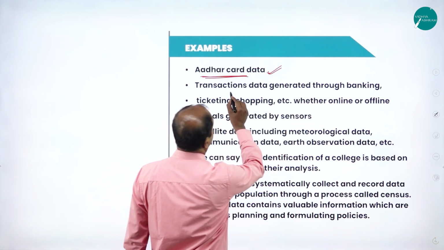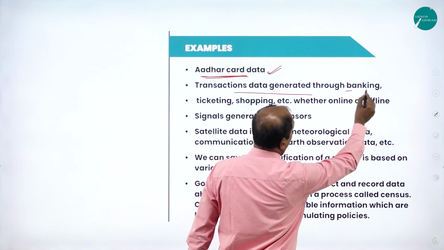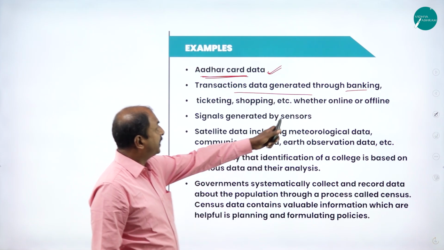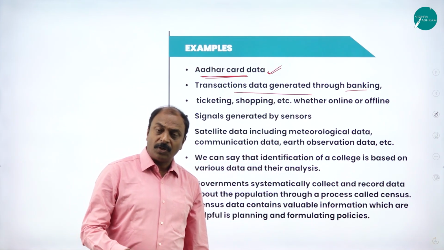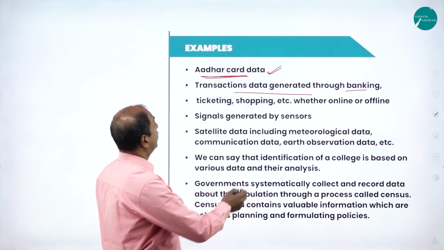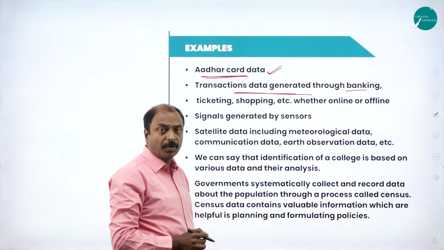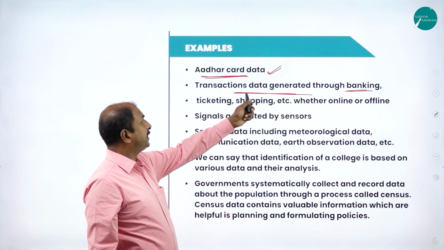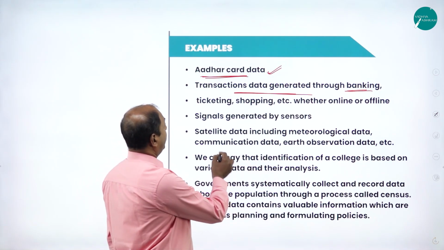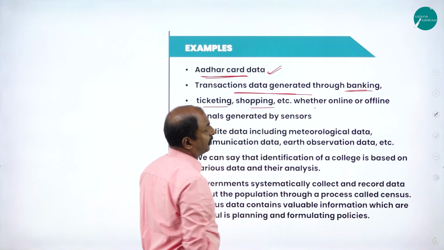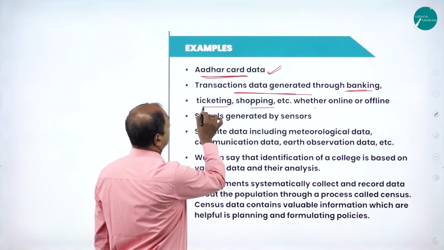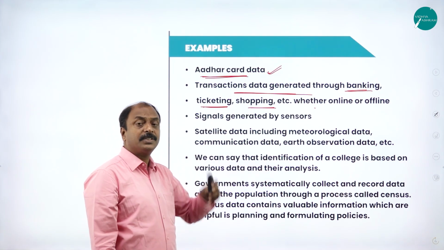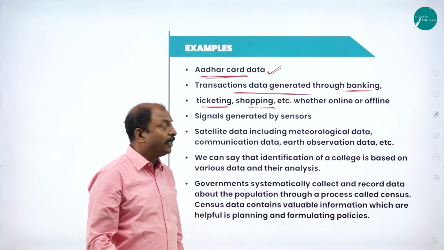Next one is transaction data generated through banking. Now all of you know banking; everything is computerized now. All your transactions, maybe withdrawing or depositing, any sort of activity you do in the bank, will be recorded in the form of a record or data. Banking transactions are also important data. And ticketing, shopping, etc., whether online or offline. If you want to reserve an online ticket, you know the importance of data. Your ticket is important for your journey.